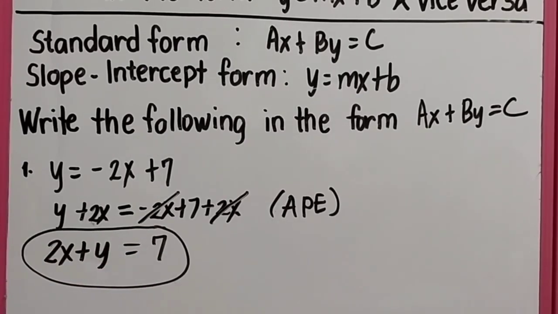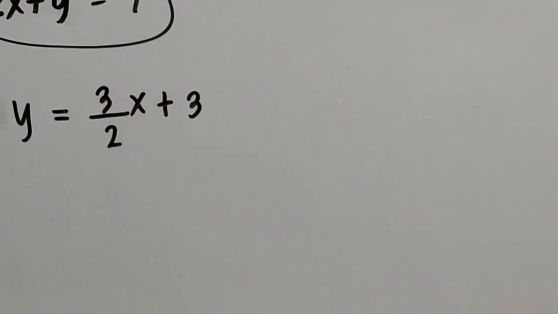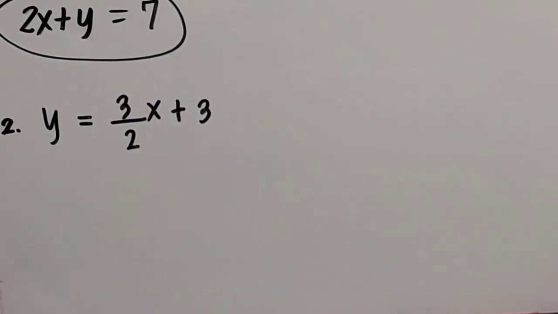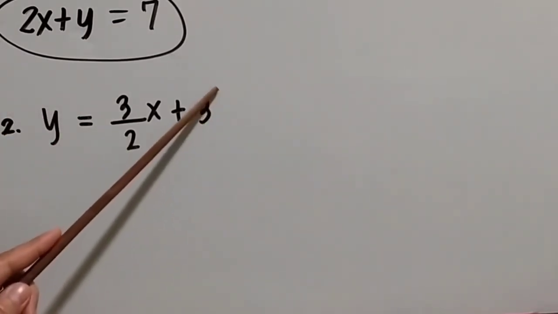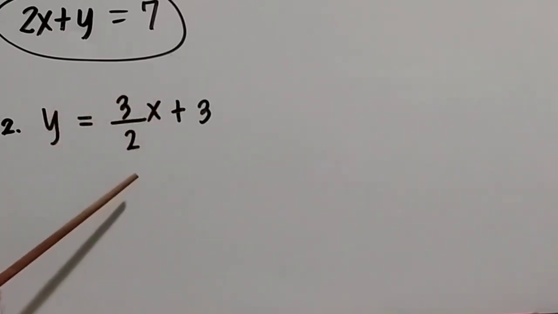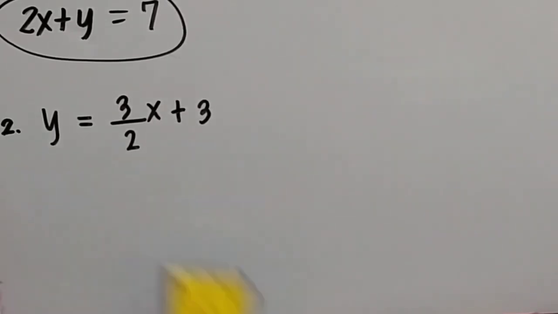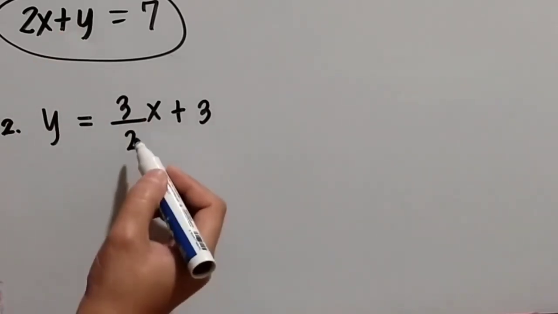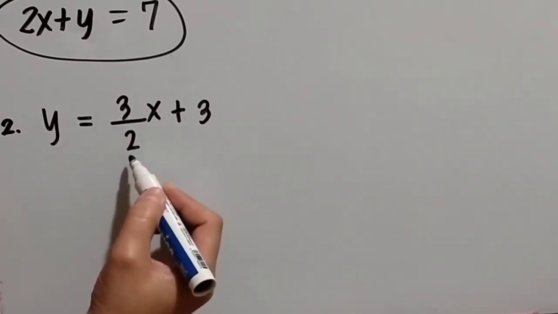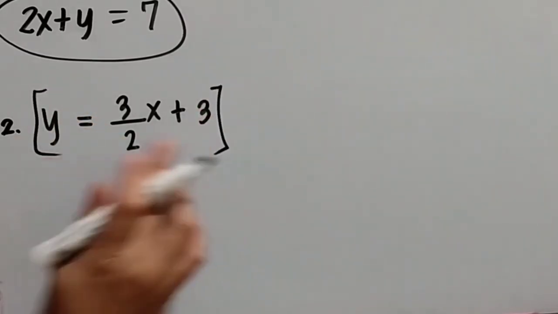Okay, let's have another one. Write y is equal to 3x over 2 plus 3 into the standard form. Ax plus by equals c. Okay, the same thing. Ang target natin dapat yung constant term lang ang may iwan sa kanan. Kailangan yung x term mawala. Okay, para mangyari yon, kailangan yung x term mapunta dun sa kaliwa. Okay, now, but in this example, we have fraction. So, we need to remove first the fraction part. To do that, we need to multiply the whole equation by the LCD. And the LCD is 2.